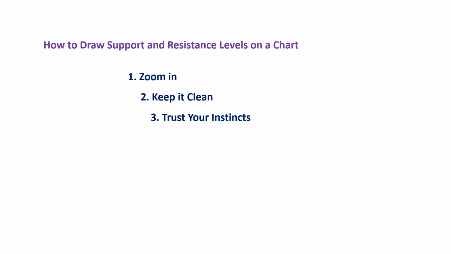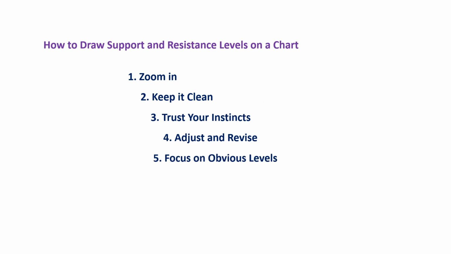Number three, draw lines based on price action that is clear and obvious to you. If you are unsure about a particular level, it's better to leave it out rather than force a line that may not be relevant. Number four, support and resistance levels are not static and can change over time as market conditions evolve. Continuously monitor and adjust your levels as needed based on new price data and market development.